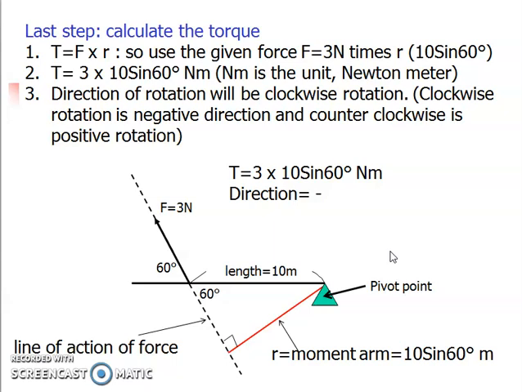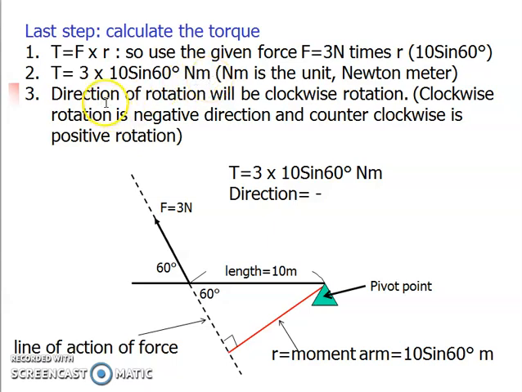Finally, we're going to calculate the torque now that you've identified the moment arm. Torque is force times R. So use the given force, which is 3 Newtons, times R, which is 10 times sine 60 degrees. Together, that is your torque. The unit will be Newton from the force and meter from the length of the moment arm, so Newton meter is the unit for torque.